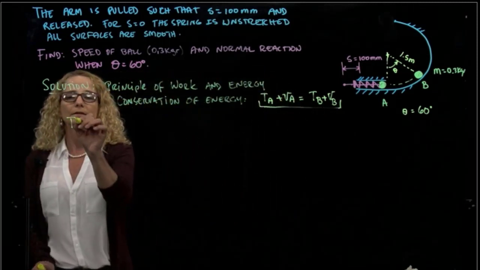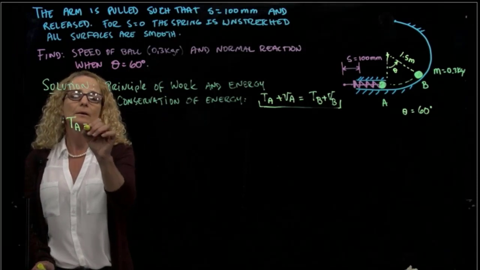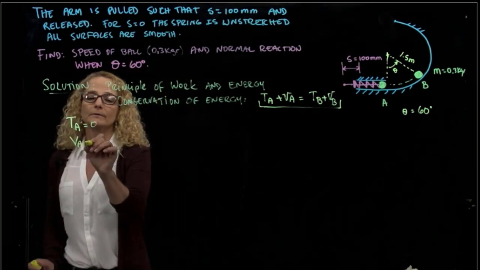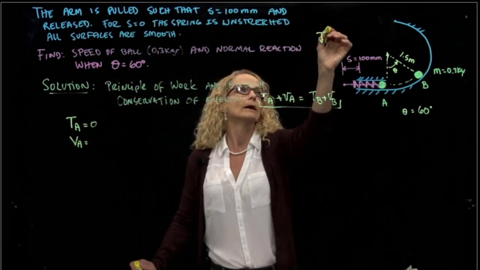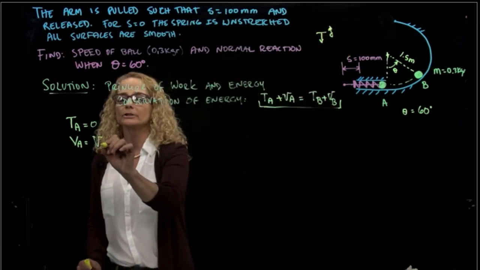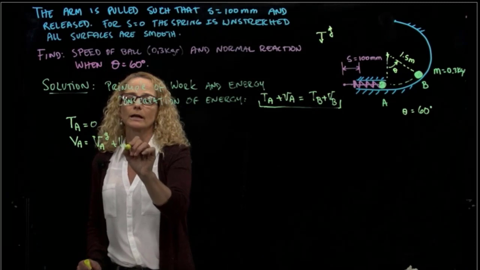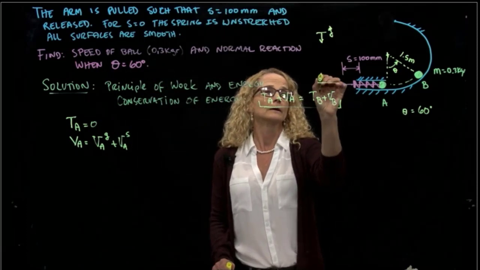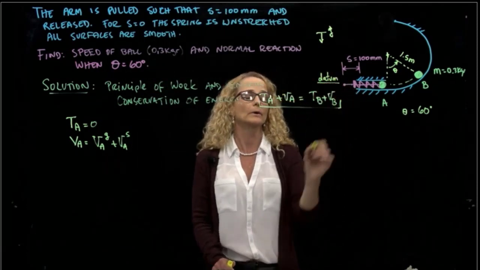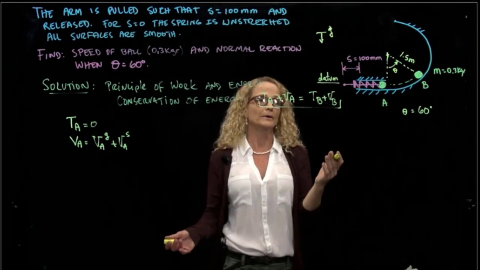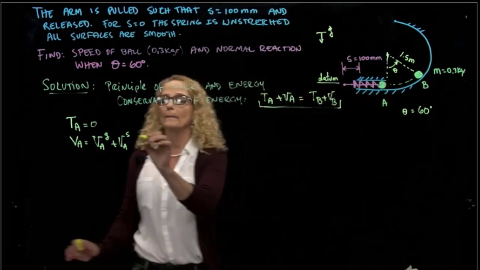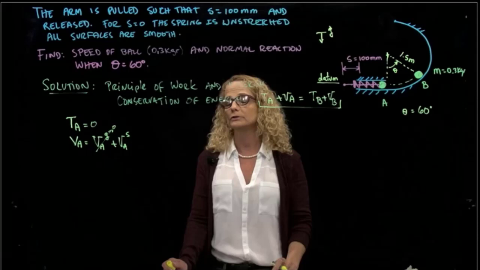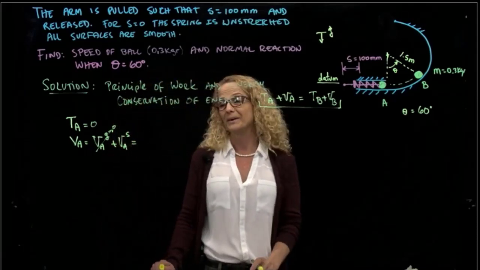So we start, since the ball is released from rest, our kinetic energy at point A is equal to 0. Then the potential energy at A has gravity and the spring. For the gravity, we always put a reference that we will use for both positions. In this case, I will put the datum in position A. So my potential energy due to gravity is 0 for that position, and then I have the potential energy of the spring for that position.